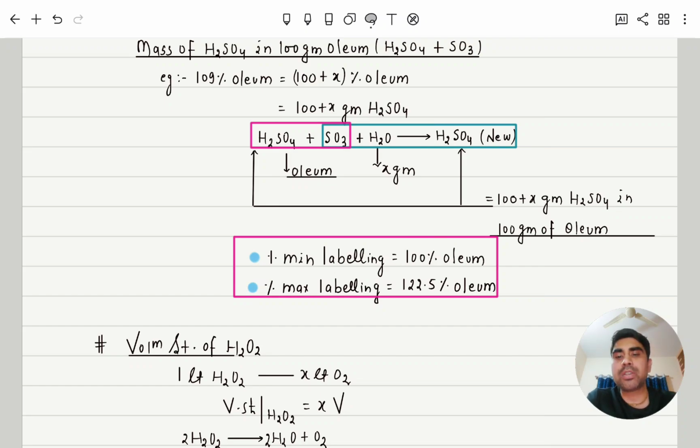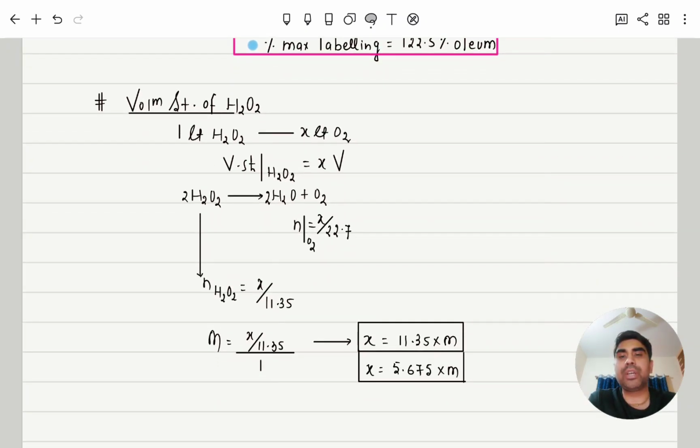So this is the last topic here, volume strength of H2O2. This is also a concentration unit, like percent weight by weight, molarity, normality, like that. But this is only defined for one compound, that is H2O2. So the definition of volume strength is: 1 liter produces, let's suppose, X liter of O2. So for volume strength of 1 liter, how much O2 is produced? X. So this is X, and V is the unit of volume strength.